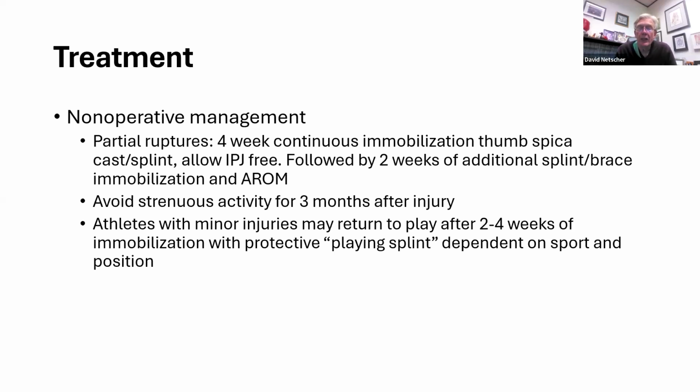Again, we can help the athletes out, and they may be able to play in a playing splint, which just doesn't go across the wrist. It just holds the thumb. It allows wrist motion and holds the thumb and gives you terminal thumb motion and finger motion. So they can, depending on the regulations of the sport, have a playing splint that will still protect them.